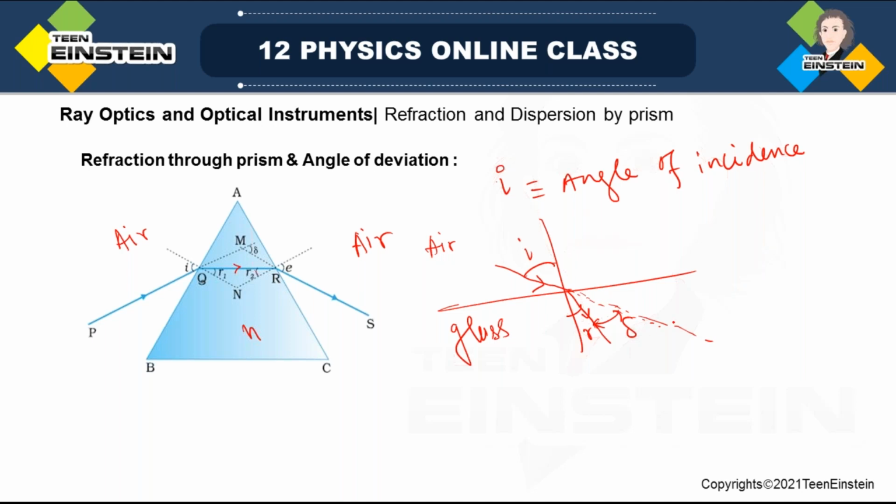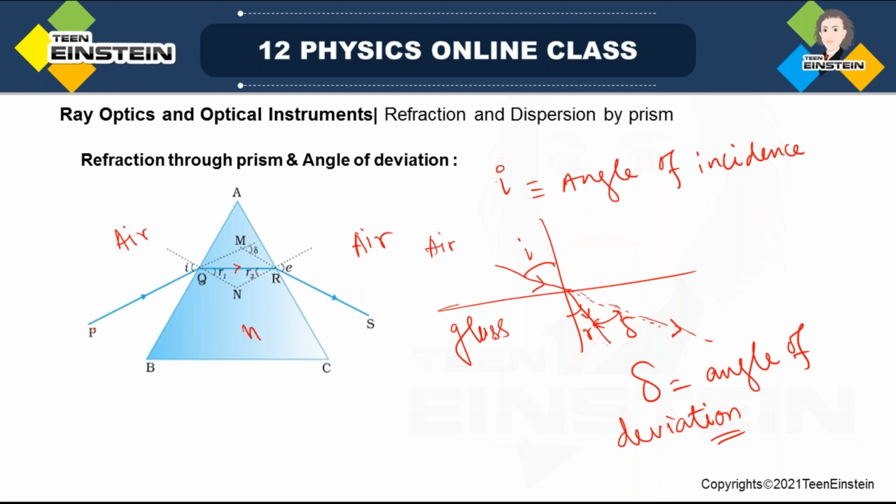So what is the angle of deviation? The angle between the original direction of the incident ray and the direction of the refracted ray. The angle between the direction of the refracted ray and the direction of the incident ray. That particular angle is called angle of deviation, and that is denoted by delta, angle of deviation. This is called angle of deviation.